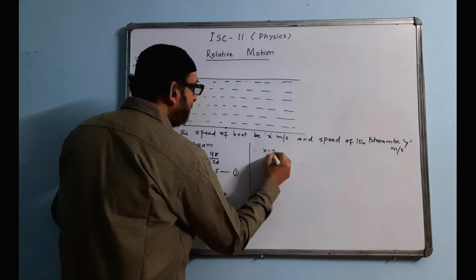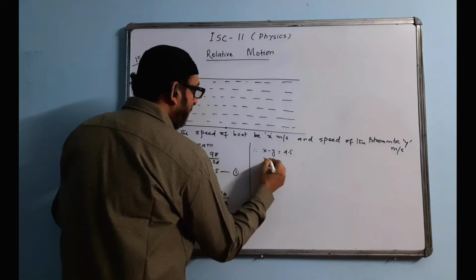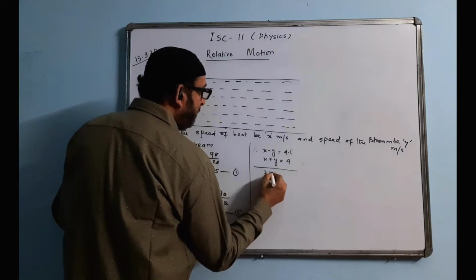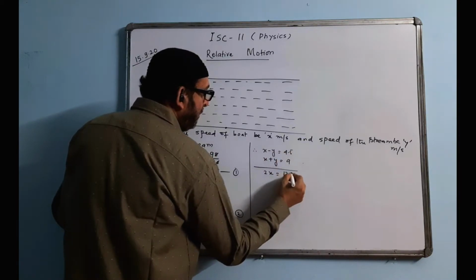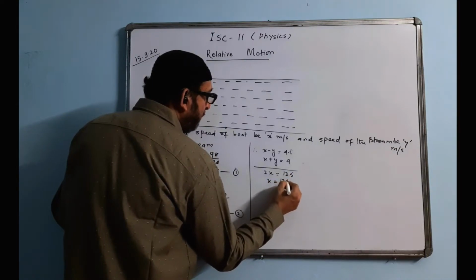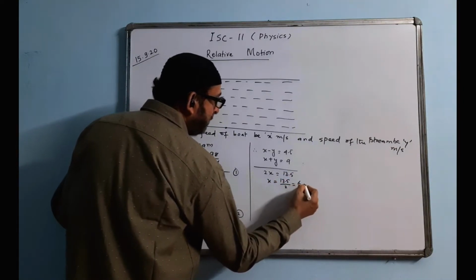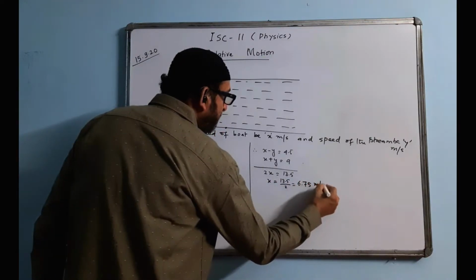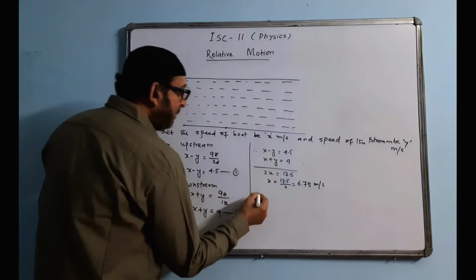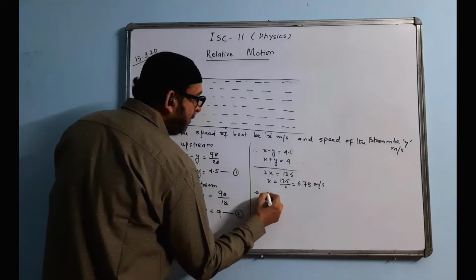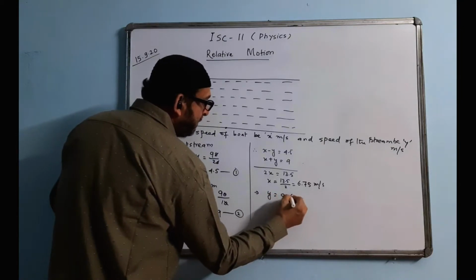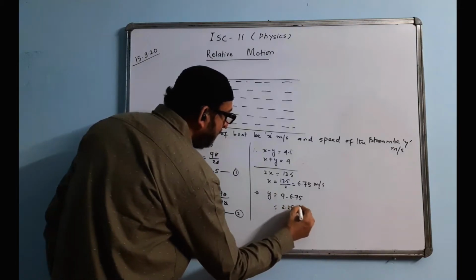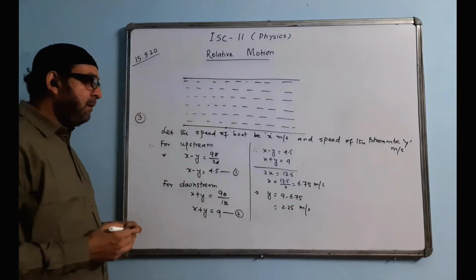Therefore, x minus y is equal to 4.5. x plus y is equal to 9. Adding, we get 2x is equal to 13.5. Therefore, the x value is 13.5 by 2, 6.75 meter per second. Putting the value back, the y value will come 9 minus 6.75 and the answer will come 2.25 meter per second. So this is the answer.